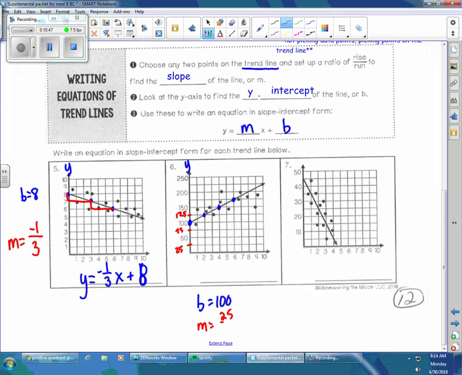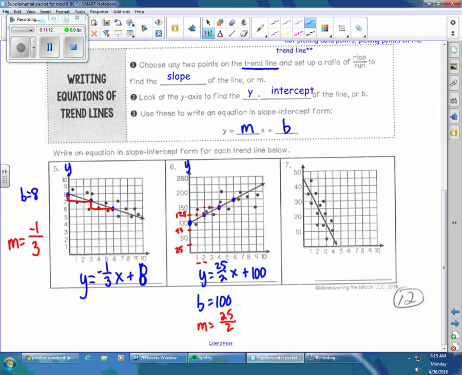25 over, let's see, we're going by ones here. 1, 2. 25 over 2. That's going to be my slope. Check it. Going up 25 over 2, up 25 over 2. That works. Writing my equation, y equals 25 over 2 x plus 100.